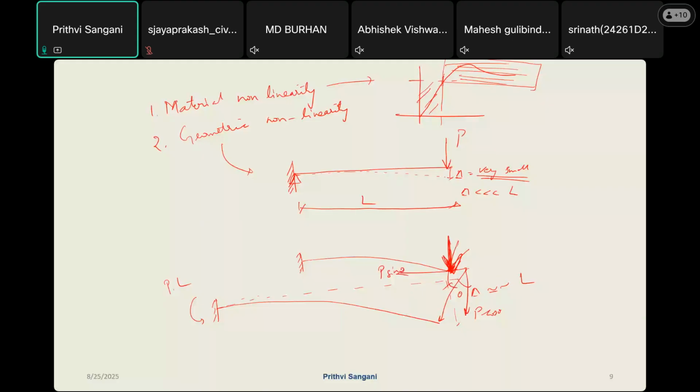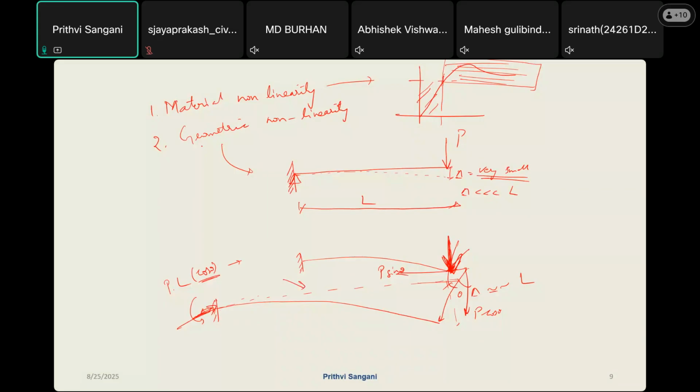This is actually acting at this level. So we have a reduction in your moment capacity, but you also have an increase in the forces in this direction. So here the geometric nonlinearity comes into the picture.